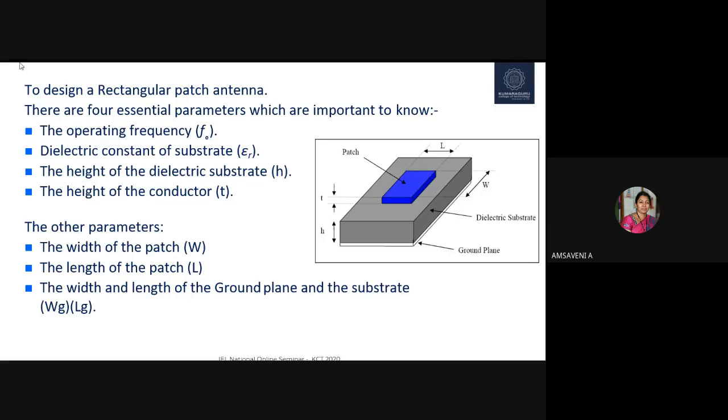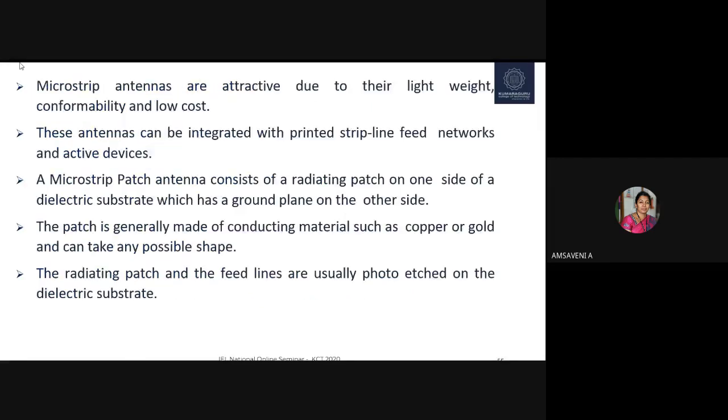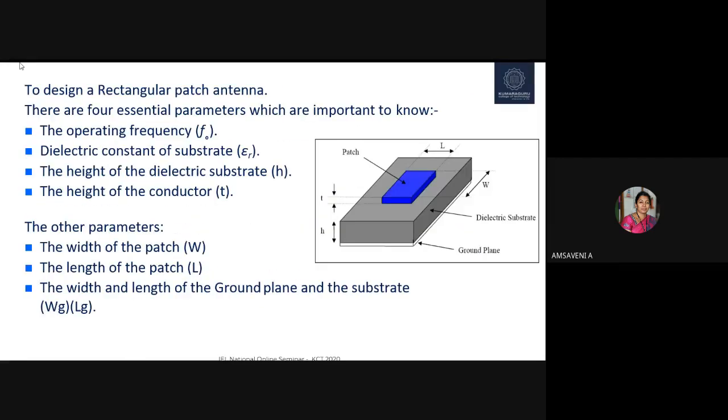And nowadays we have a defected ground plane. Here the ground plane has the same length and width as the dielectric substrate, or you can have a defected ground plane, where the size can be reduced. And these are the various design parameters for a rectangular patch antenna: the operating frequency, then the dielectric constant of the substrate. These parameters are needed to find the width and length of the patch or substrate and so on.